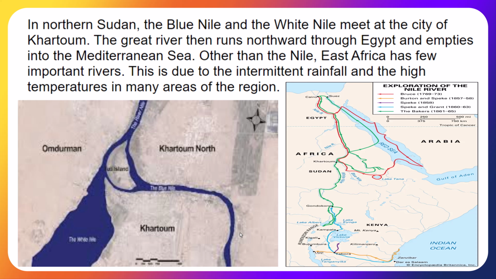Question number 25. What important city is located where the Blue Nile and the White Nile meet? That is the city of Khartoum. And you can see that pictured right here on the map.